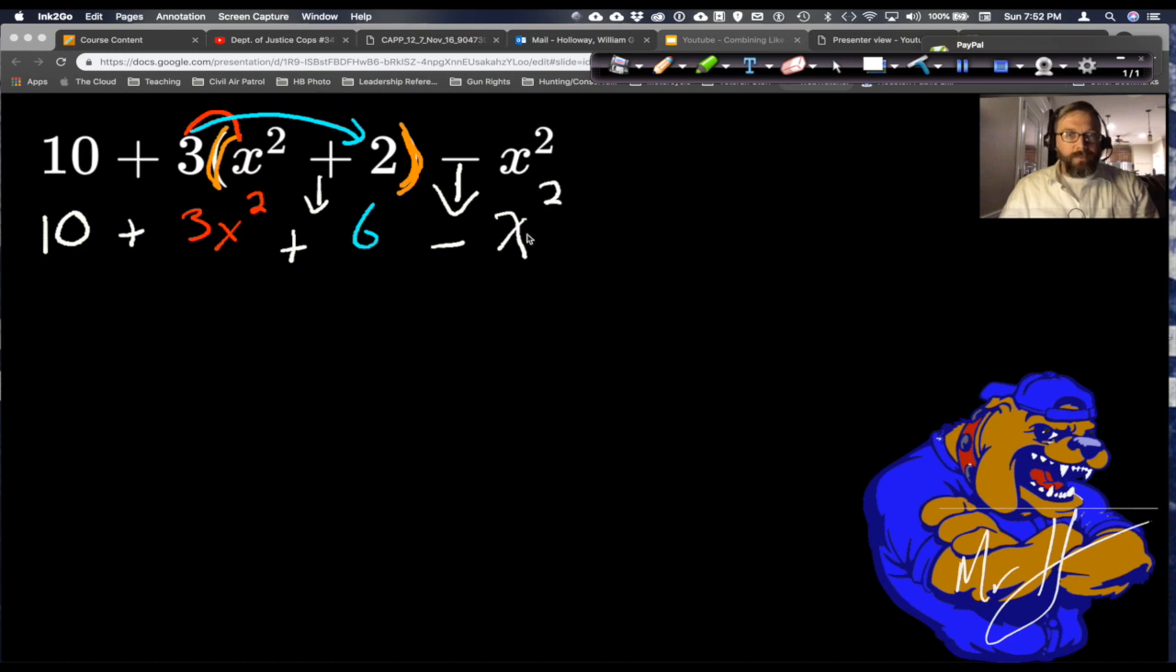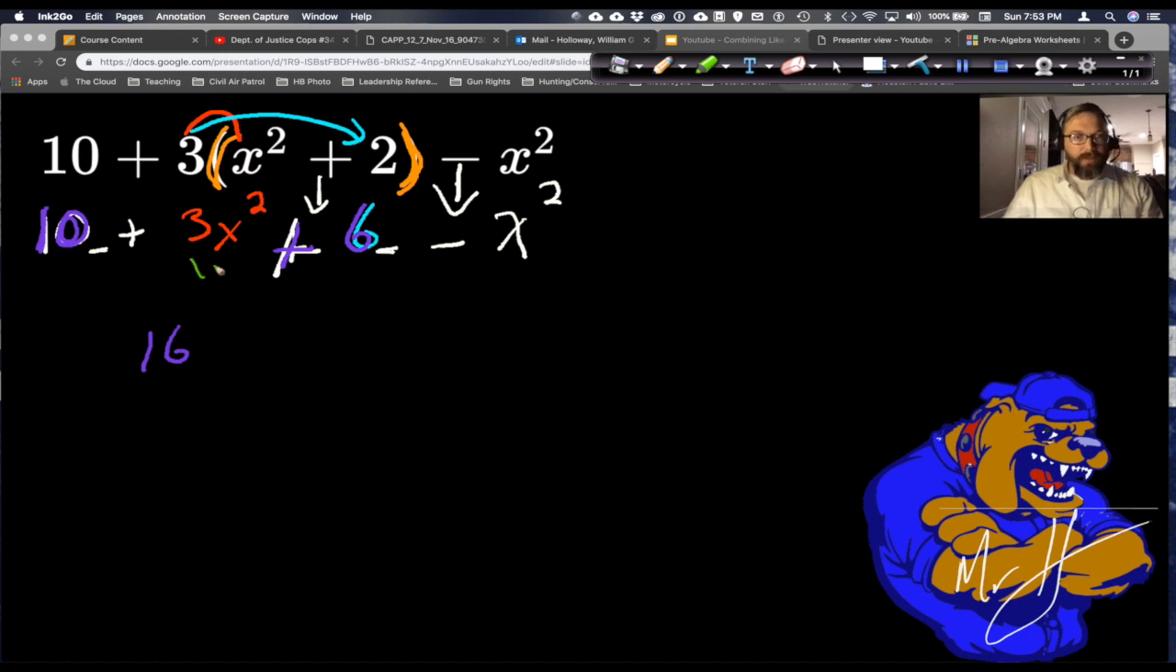X squared. Okay, so now I have like terms that I can combine. Like I had said before, we know that the lack of a symbol is simple math. So we have 10 plus 6. So let's rewrite that in a different color. All right, looks like purple it is. 10 plus 6. Well, we know 10 plus 6, that's 16.